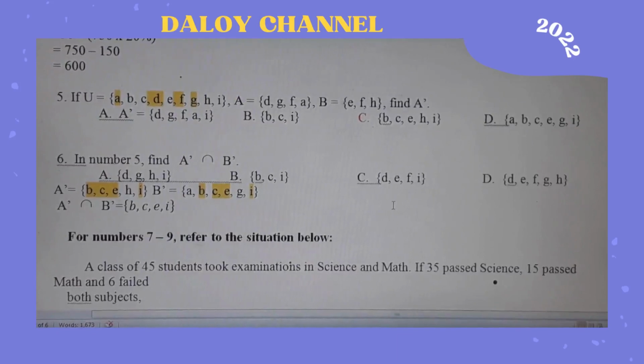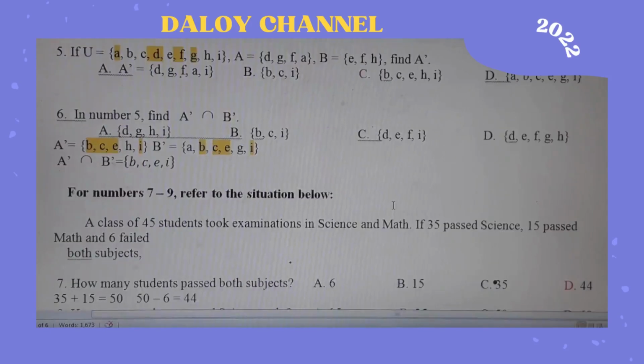Number five, if the universal set contains the elements, with set A and set B, you're required to find the complement of A. Number six, in number five, meaning you are referred to what is given in number five, you are required to find the intersection between the complement of A and the complement of B.